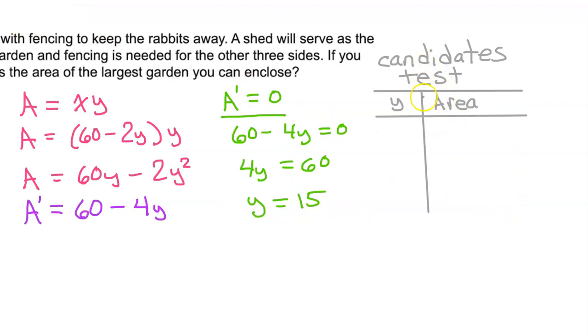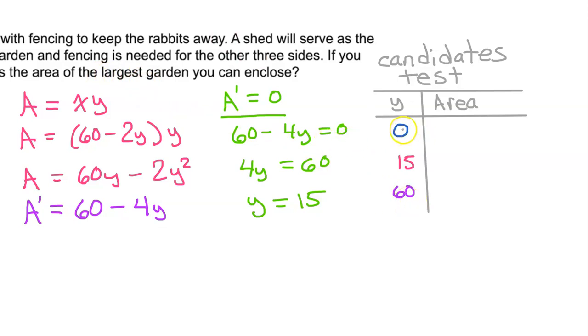Now it's time to set up the candidates test using the endpoints for y and the critical value that we just found. The lower limit of y is 0. No length is smaller than 0. And then we have the critical value of 15 in the middle. The upper limit for y is 60 because we have a total length of 60 feet of fencing to use.